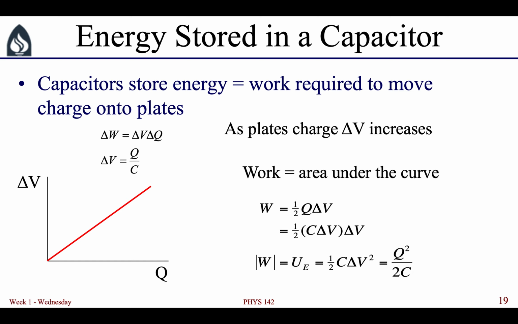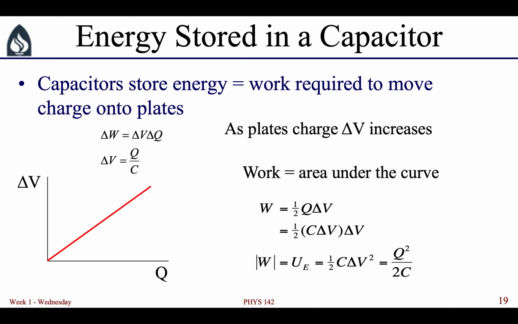As capacitors store charge, they also store electrical energy. The energy that is stored in a capacitor is equal to the work that's required to move charge onto the plates. So if you hook a capacitor up to a battery, the battery must do work pushing the charges onto the plates. As the plate charges, there is an increase in potential difference across the plates, and it becomes harder and harder to put additional charge on the plates.